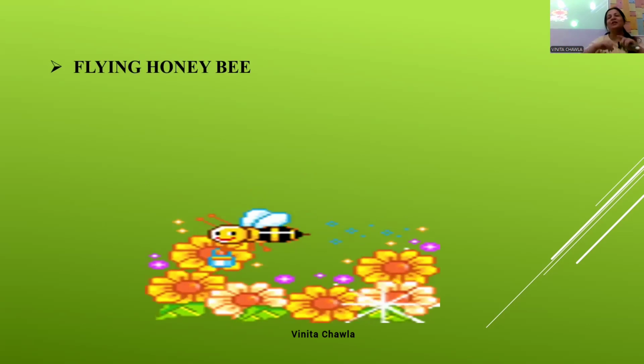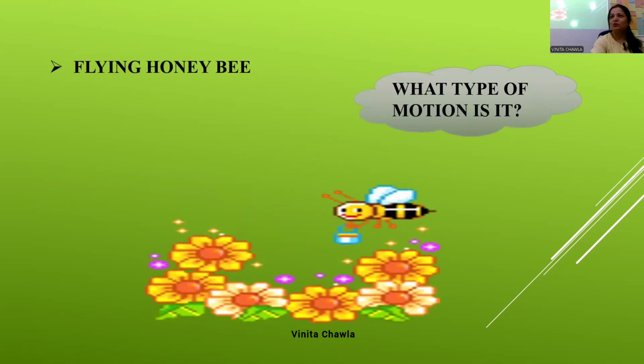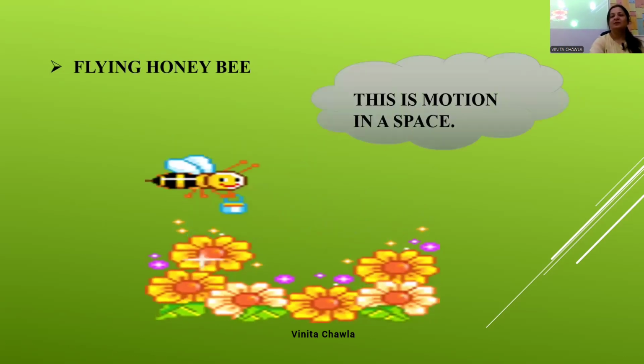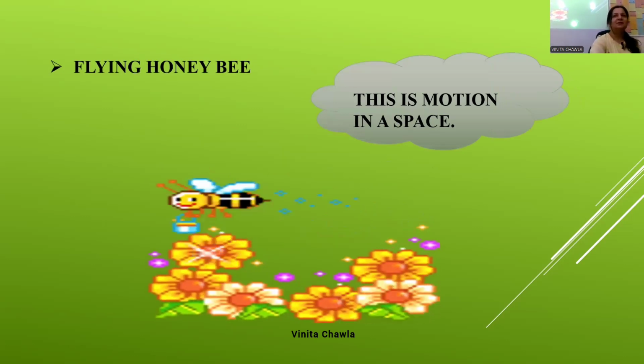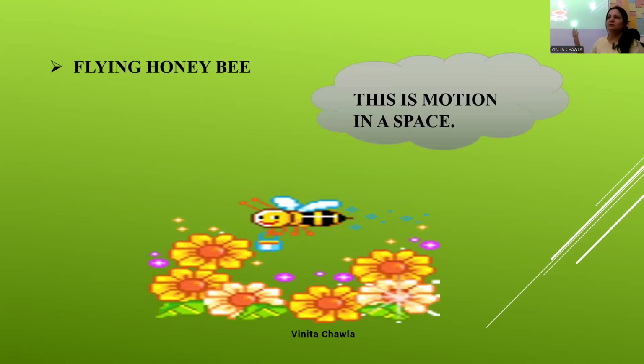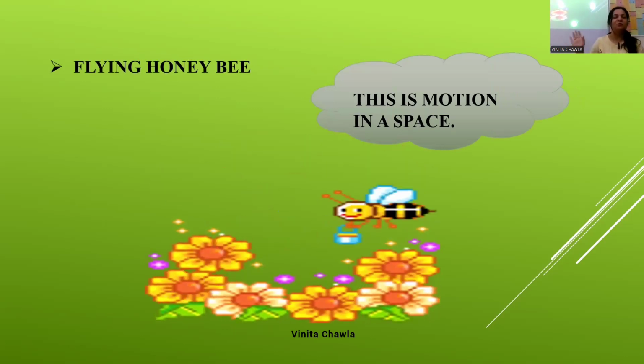See, it's moving in three-dimensional space, right? So this is motion in a space. Motion in space. A honeybee can move in all three directions, X, Y, and Z axis. It can go anywhere, right? So it's motion in a space.